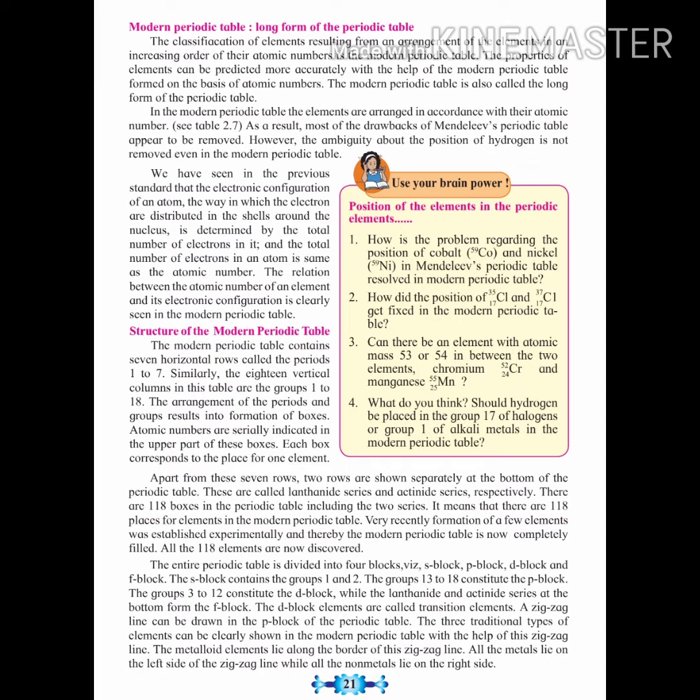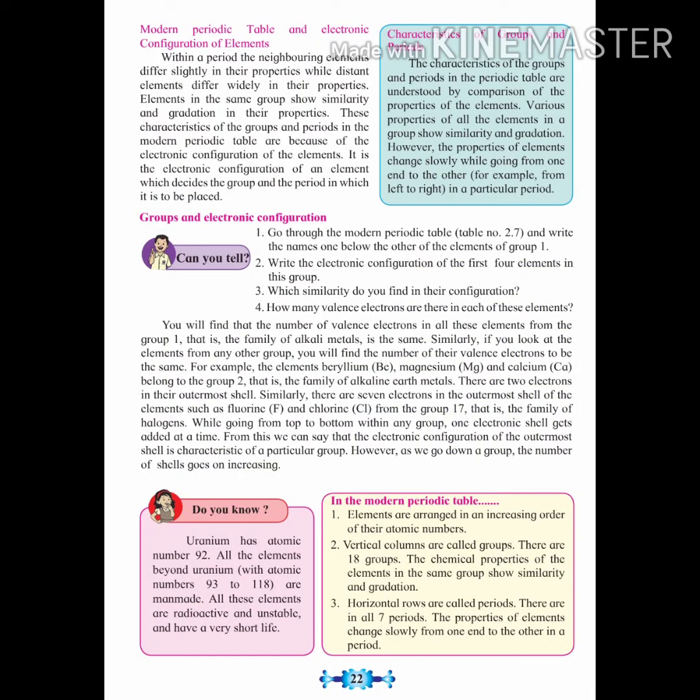Now coming to this, the basis for classifying elements in the modern periodic table was the atomic number. So it was said that the properties of elements are a periodic function of the atomic number. Now what is the significance of having the modern periodic table? As I told you, back then only 63 elements were classified, and by this time 118 elements were known, and they were all well classified in this.